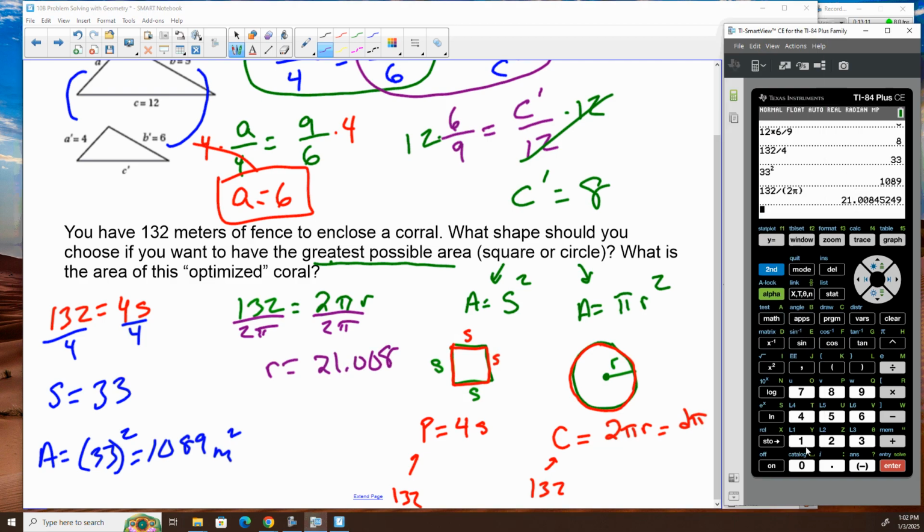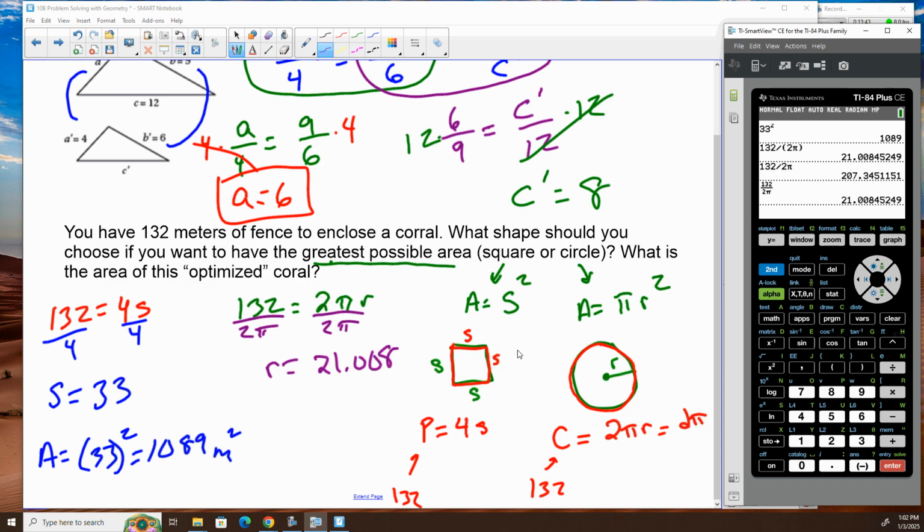If I didn't use parentheses, I would get the wrong answer if I just typed in 2 pi like this without the parentheses, because what the calculator is going to do is divide the 132 by 2, get that answer, and then times it by pi. So I get a completely different answer. So when you're using your calculator, just be careful when you're doing division to make sure you're dividing the entire thing by whatever the denominator is, or type it in your calculator as a fraction to begin with, and then you don't have to worry about the parentheses.